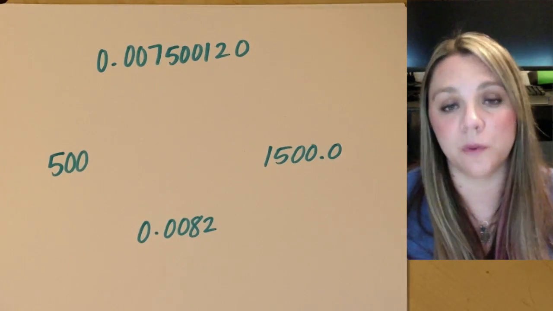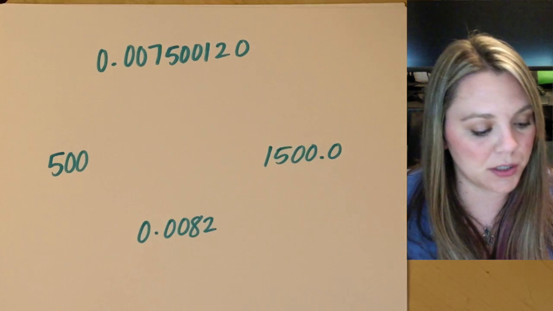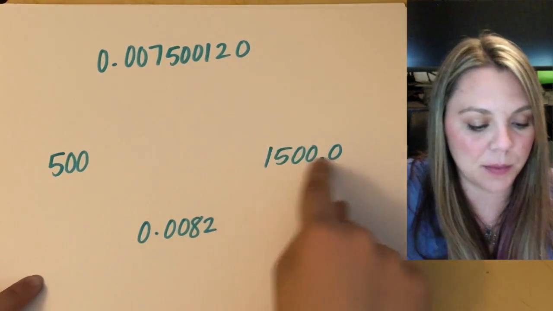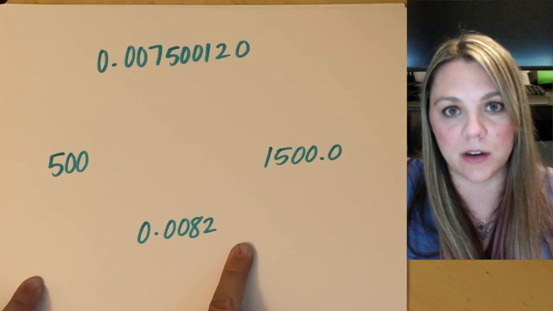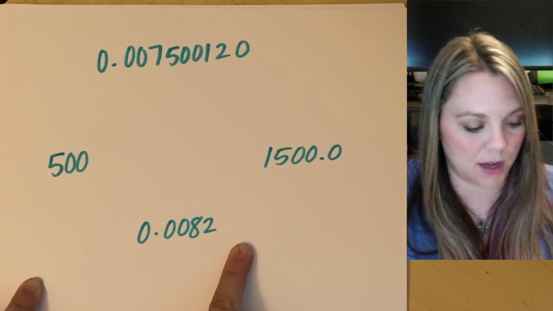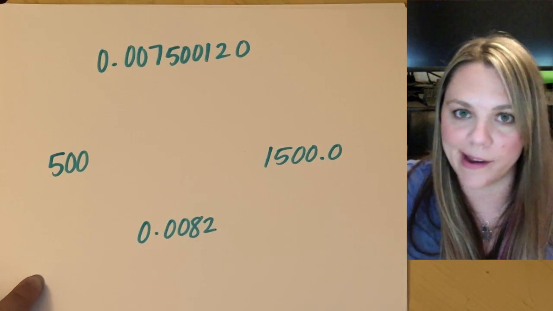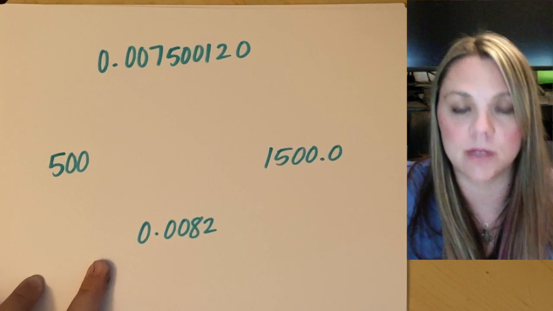So here are 4 examples. What I want you to do is try and count up how many significant figures are in each number. Pause the video right now and try it on your own to make sure you get it correct.